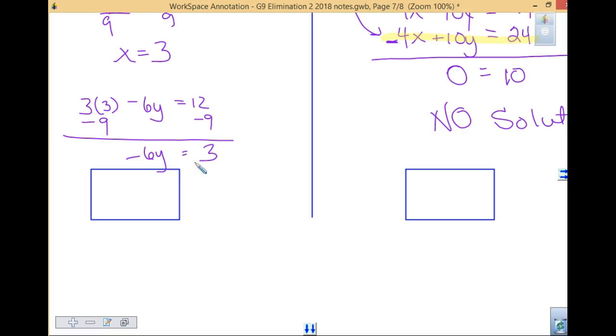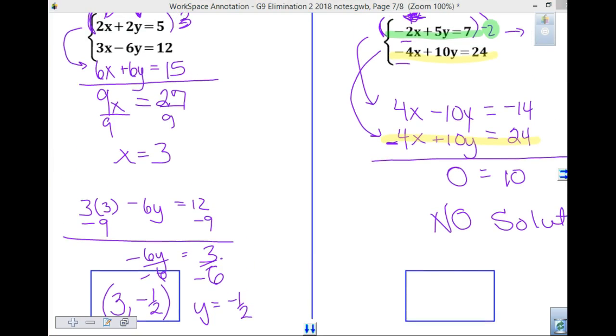Divide both sides by our coefficient, negative 6. I will have people not liking fractions, so because there's a 3 and a 6, they'll divide both sides by 3 instead of by negative 6. So y equals negative 1/2. So our ordered pair is (3, negative 1/2). And I don't care if you put that negative 1/2 as a decimal or keep it as a fraction. Both ways are fine.